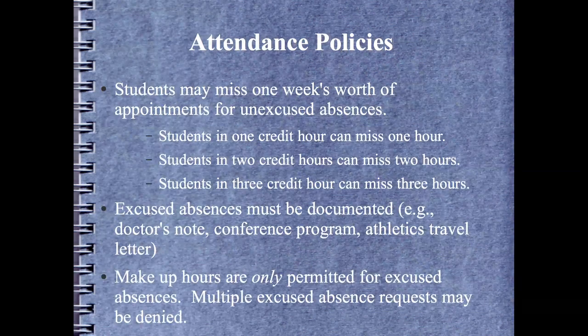So the class is essentially graded on attendance and participation. So students can miss 1 week's worth of appointments for unexcused absences. So if you are in 1 credit hour, you could miss 1 hour of your appointment for the whole summer C session. If you're in 2 credits, you could miss 2 hours, and if you're in 3 credits, you can miss 3 hours. Those are all unexcused absences.